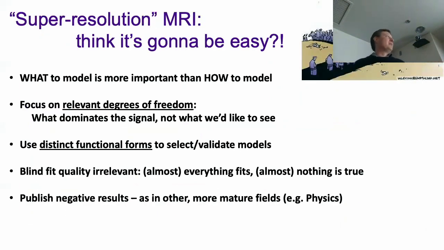just to sum up this part: what to model is more important than how to model. Modeling is about focusing on relevant degrees of freedom, what dominates the signal, not what we might like to see. And using distinct functional forms is a great way to select and validate models. Blind fit quality is all very good, no matter what models you take.